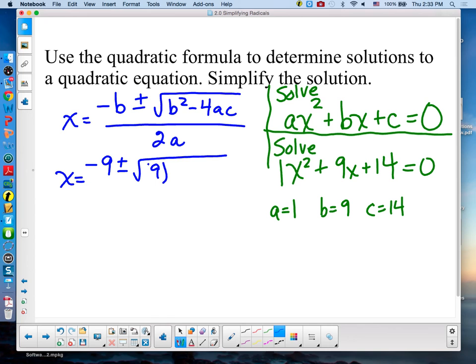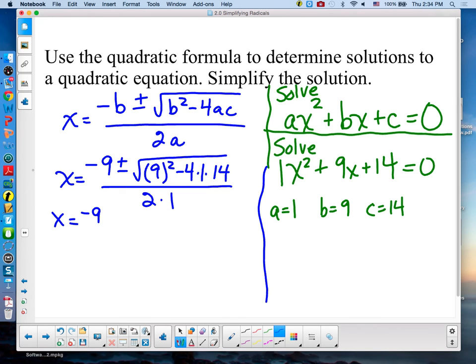9 squared minus 4 times 1 times 14, all divided by 2 times the a. Understand the numbers I plugged in? Okay, so let's finish going through the blue part.